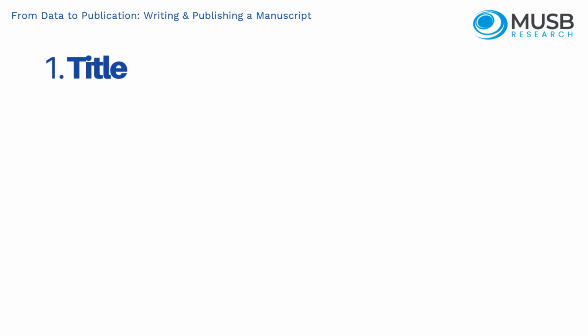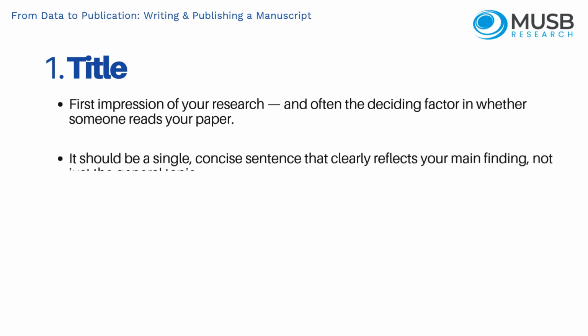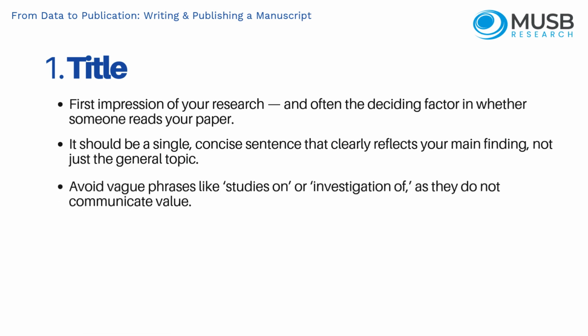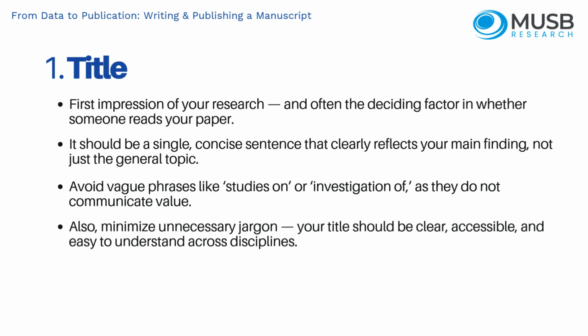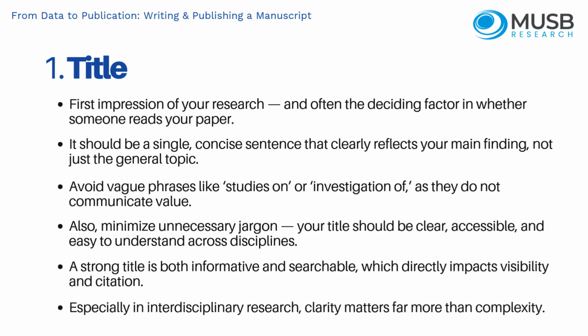Your title is the first impression of your research, and often the deciding factor in whether someone reads your paper. It should be a single, concise sentence that clearly reflects your main finding, not just the general topic. Avoid vague phrases like "studies on" or "investigation of," as they do not communicate value. Also, minimize unnecessary jargon. Your title should be clear, accessible, and easy to understand across disciplines. A strong title is both informative and searchable, which directly impacts visibility and citation. Especially in interdisciplinary research, clarity matters far more than complexity.